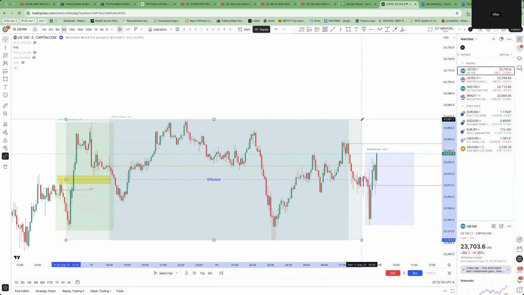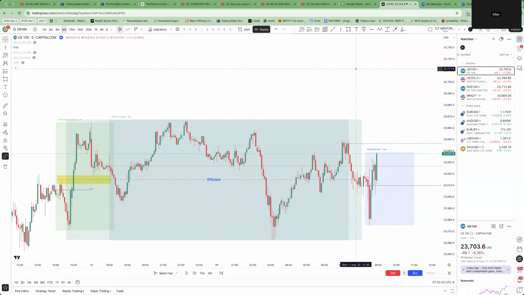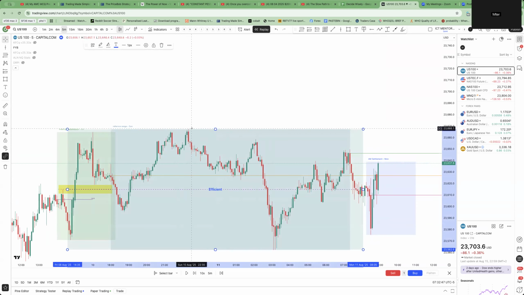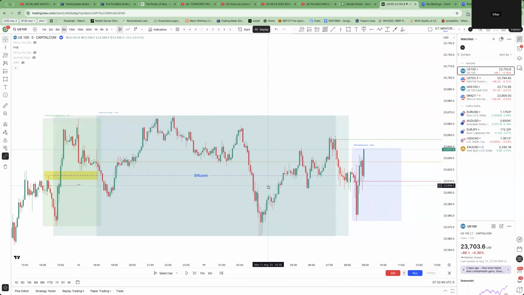The idea I got from this guy, I think this TU Edu guy or something. He's an ICT guy. The idea is that external liquidity should be a swing high or a swing low, and internal liquidity should be an FEG. So I look at it from that perspective.